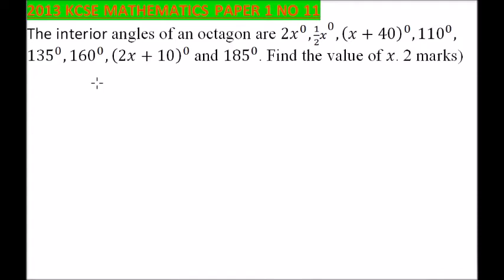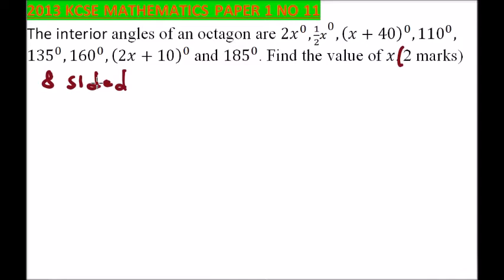2013 paper 1 number 11. We are told the interior angles of an octagon are 2x degrees, a half x degrees, x plus 40 degrees, 110 degrees, 135 degrees, 160 degrees, 2x plus 10 degrees, and 85 degrees. Find the value of x. You get yourself 2 marks. So here, first of all, an octagon is an 8-sided figure.